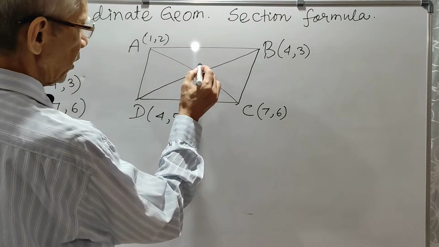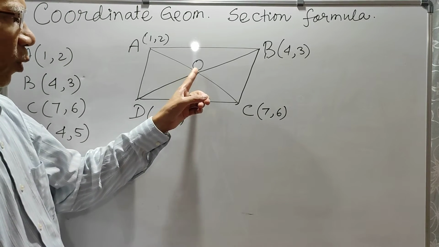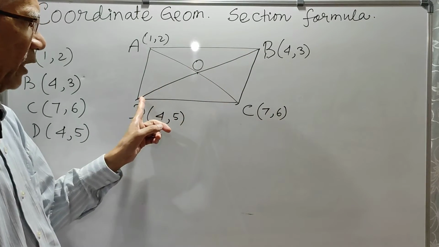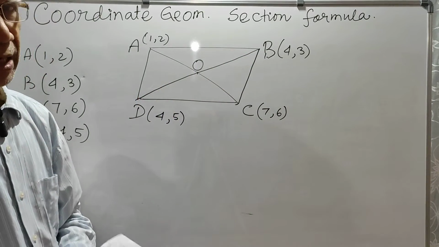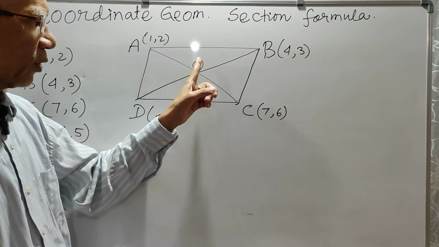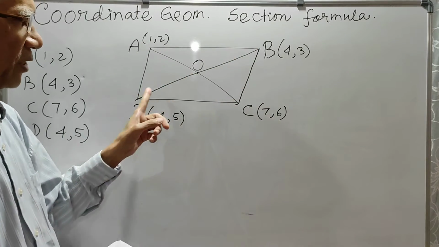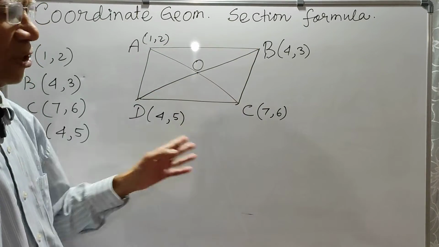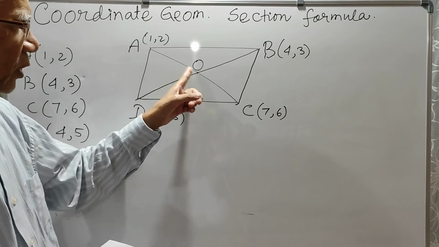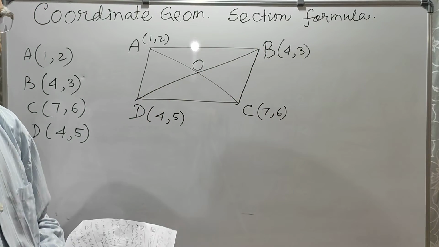Suppose AC and BD, these two diagonals meet at O. Now if we can prove that O is the midpoint of AC and also O is the midpoint of BD, then work is done. Then what we can say? We can say AC and BD bisect each other at O. Therefore, ABCD is a parallelogram. So that is what we are going to do. We are going to show O is the midpoint of AC and also O is the midpoint of BD.